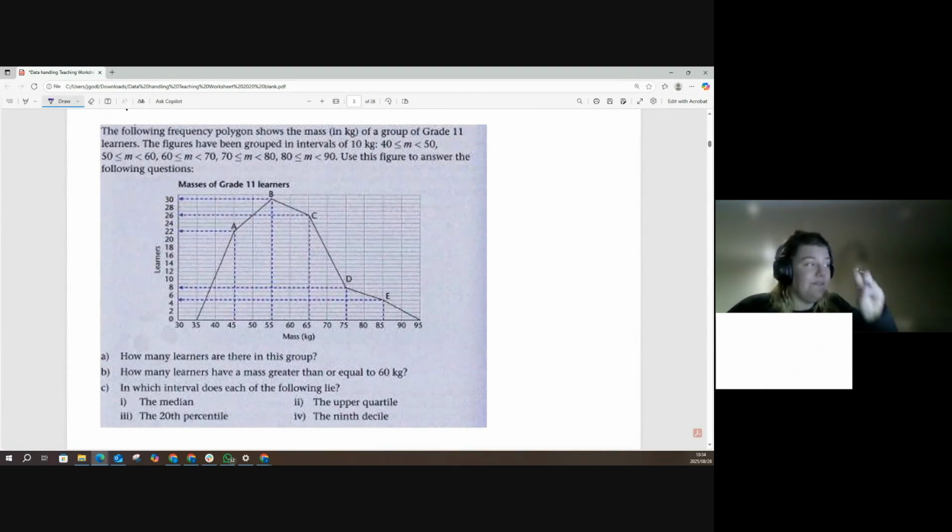So there are 5 groups. For A, I've got 22 who are in the first category. Then I've got 30 who are in the second category. In C, I've got 26. In D, I've got 8. And in E, I've got 5. So how many learners are in the group? I've got 22 plus 30 plus 26 plus 8 plus 5.